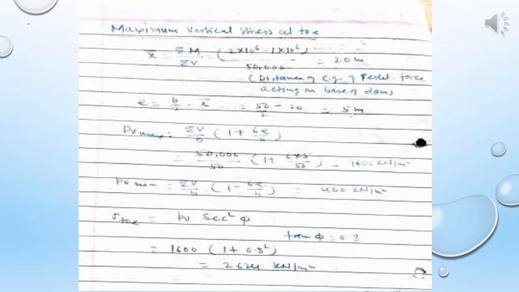tan phi is given as 0.8. Okay. So, if this is 0.8, then find out the sigma at the toe.